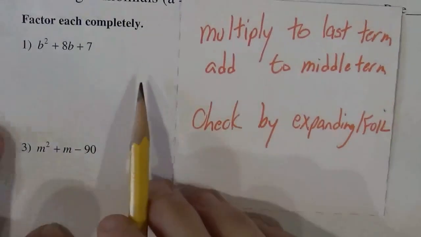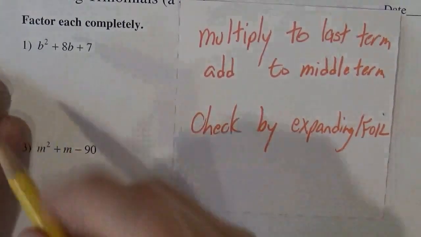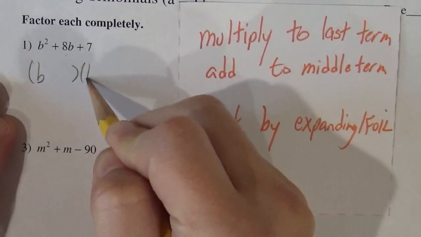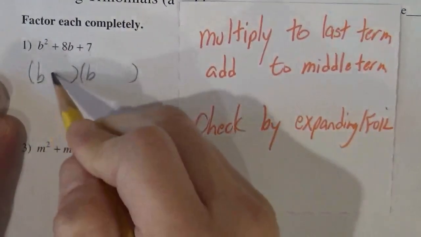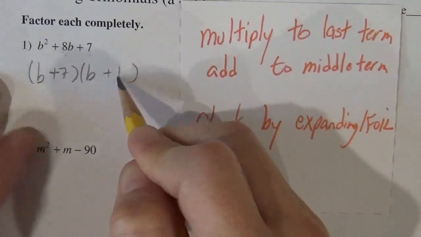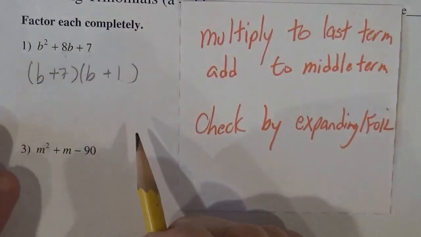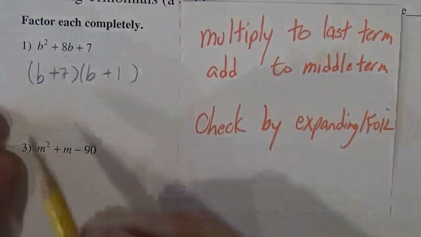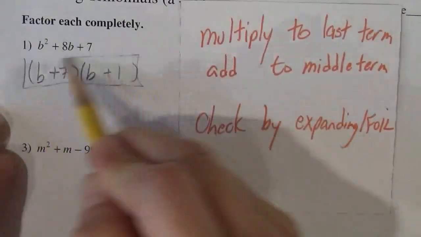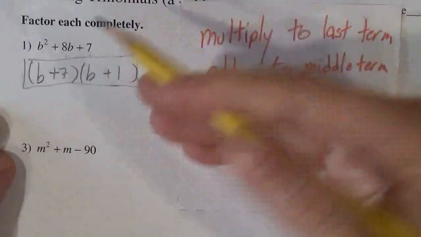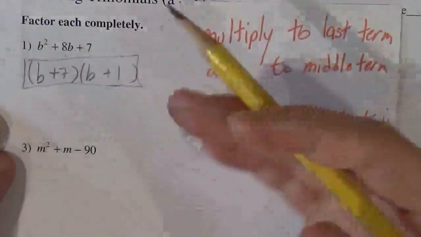Alright, so we're looking for numbers that multiply to make 7 and add to 8. So multiply to make 7 and add to 8 will be a positive 7 and a positive 1. 7 times 1 is 7, 7 plus 1 is 8. You can always check this by foiling it. This is our answer, but factoring is just foiling or expanding backwards.